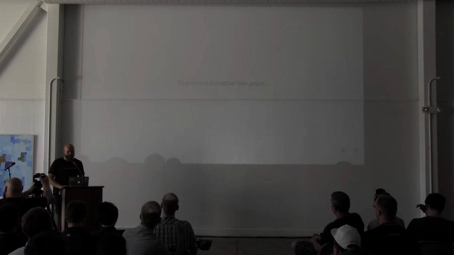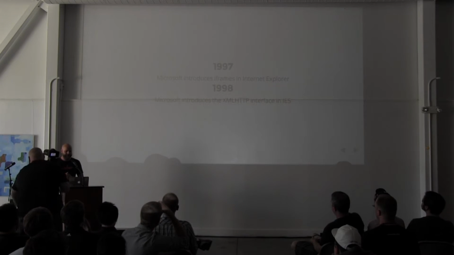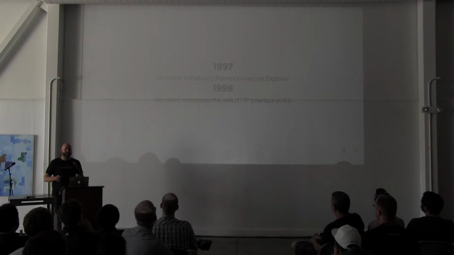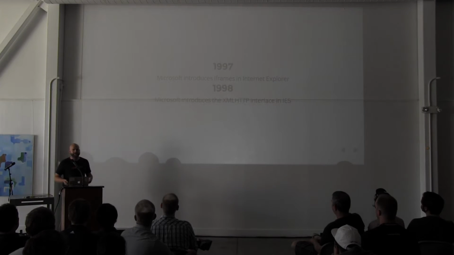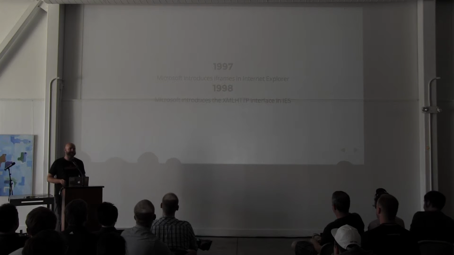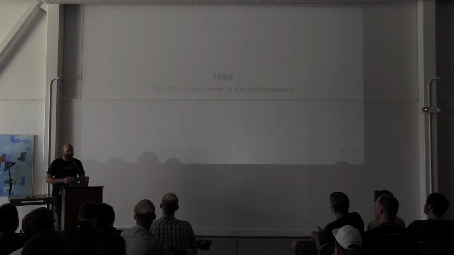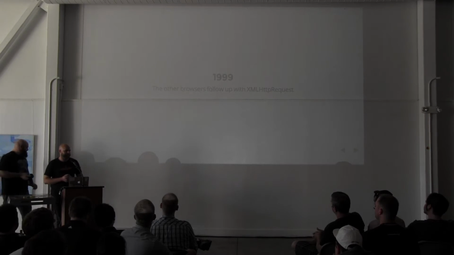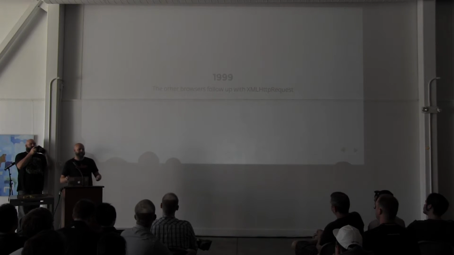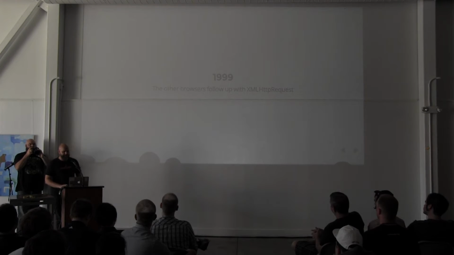And if you fast forward another 2 years, Microsoft introduced the first mechanisms for doing data loading asynchronously in the browser. And those started with iframes in '97, and then went to what is the XML HTTP interface in IE5, which a year later became what other browsers implemented as XML HTTP request. And so this is AJAX, right? This is what enabled the AJAX revolution.